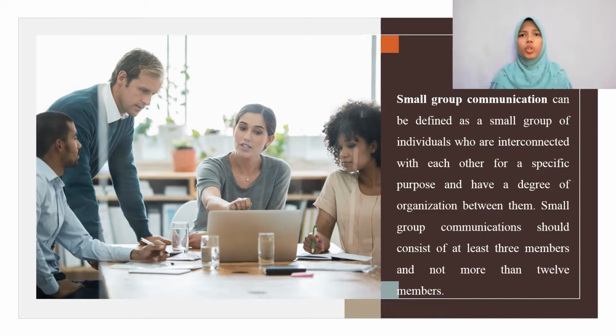Small group communication should consist of at least 3 members and not more than 12 members. Each group member must be free to communicate and be open with each member of the group in small group communications. Each member of the group must have a common aim or mission, and to accomplish that goal, they must work together.